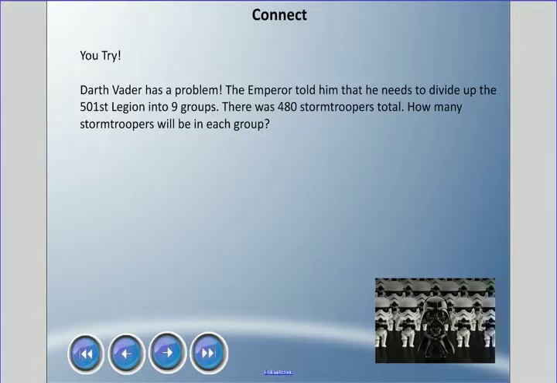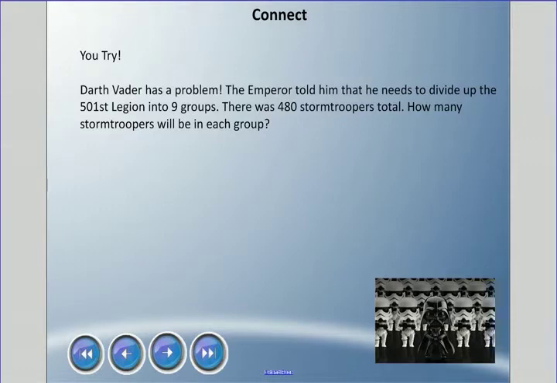Anyways, the Emperor told him that he needs to divide up the 501st Legion into 9 groups. There were 480 stormtroopers total in the 501st Legion. How many stormtroopers will be in each group?